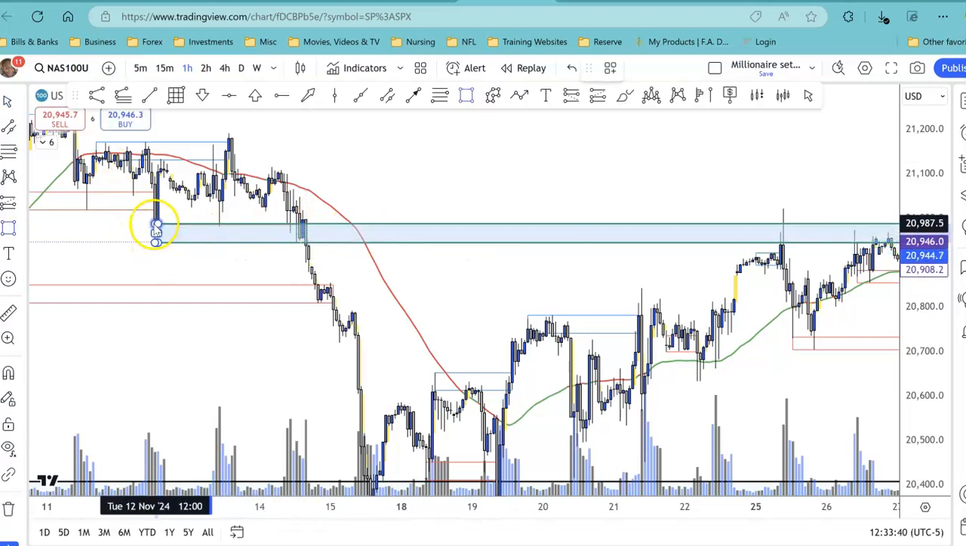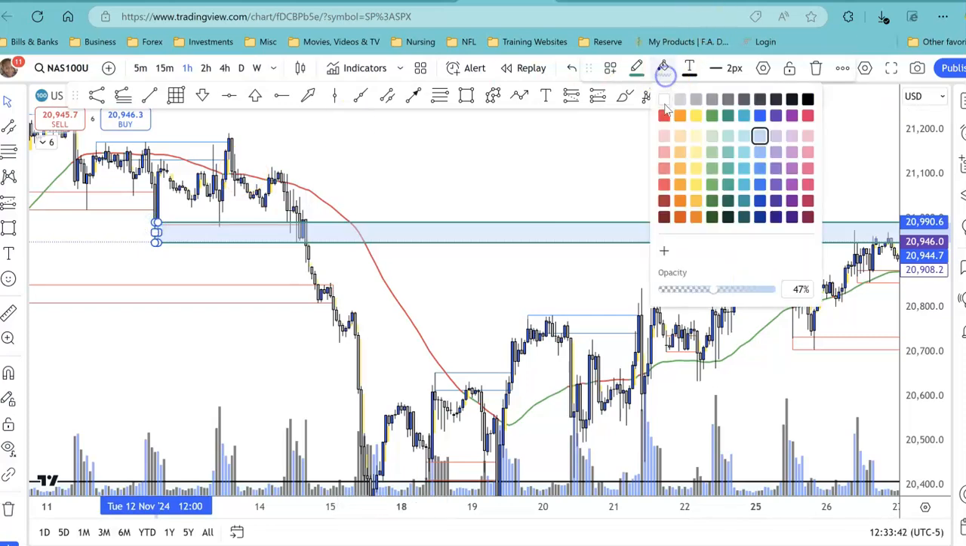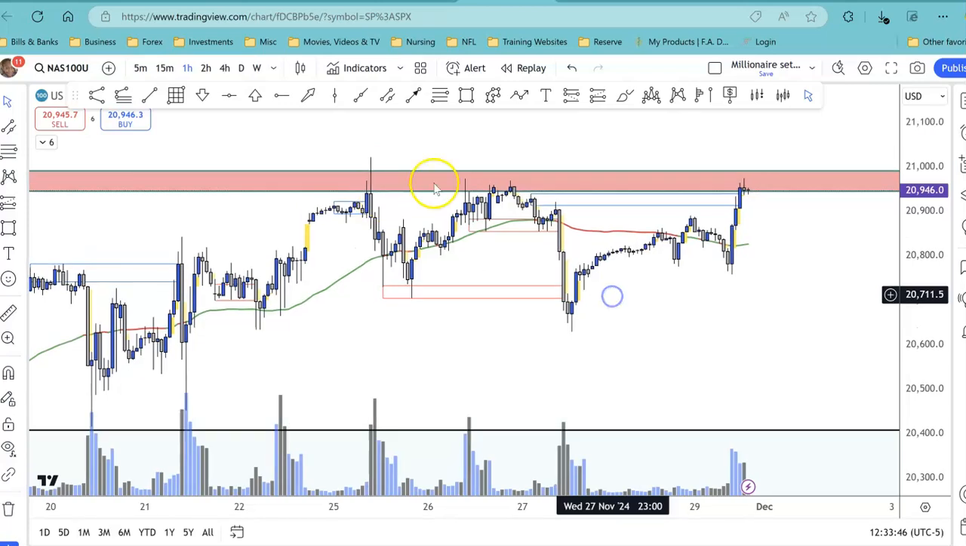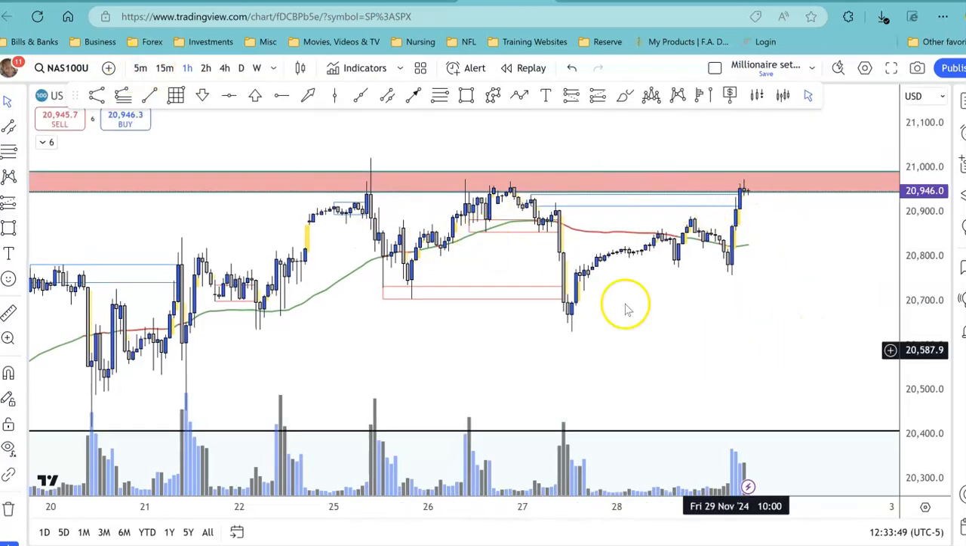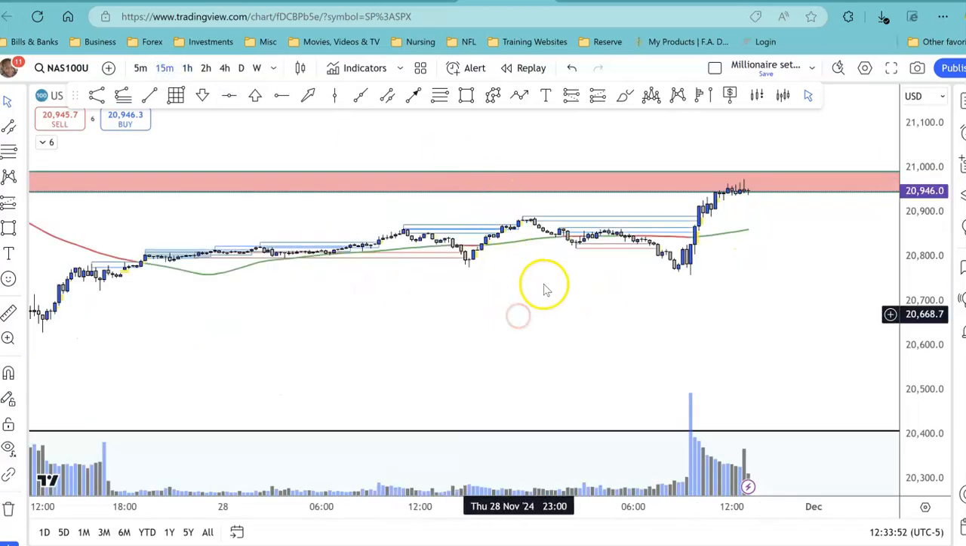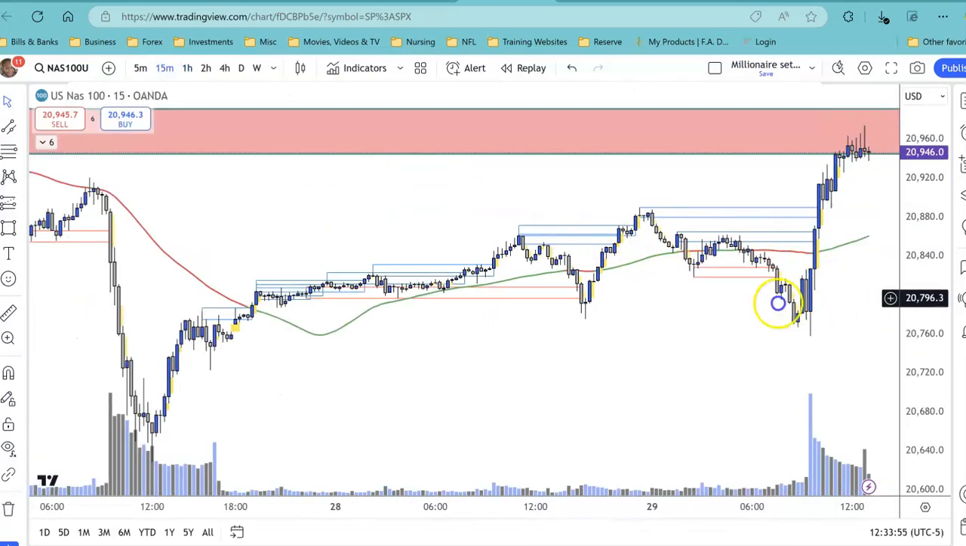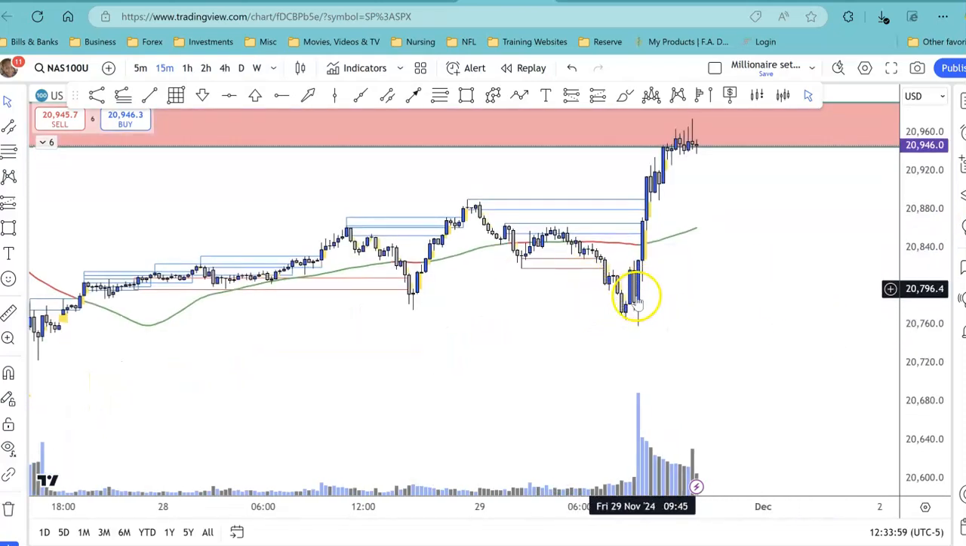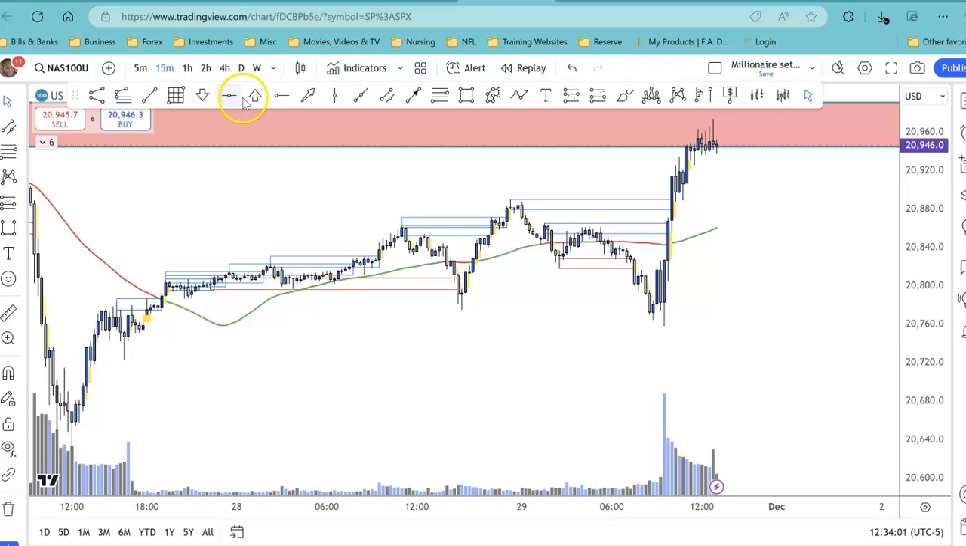So there's a nice little supply zone right here. See, market rejected there. And so where market took off to get up here, let's go to the 15 and see if I can see an opportunity. Okay, here we go, right here. So you have this impulse leg from this support and this support area.